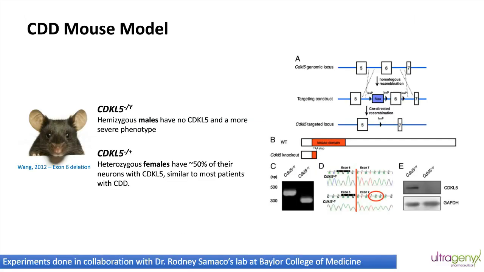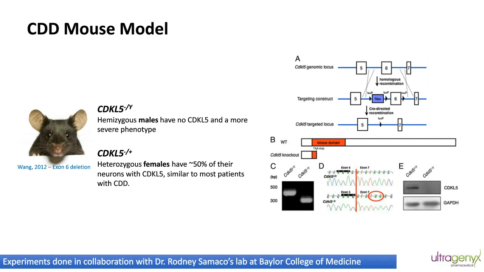The mouse model that we are using to test this particular gene therapy in is a model of CDKL5 deficiency disorder where exon 6 specifically has been knocked out in these mice. There are two different genetic models that we'll be looking at. There are hemizygous males that have no CDKL5 expression, and they have a bit more of a severe phenotype.